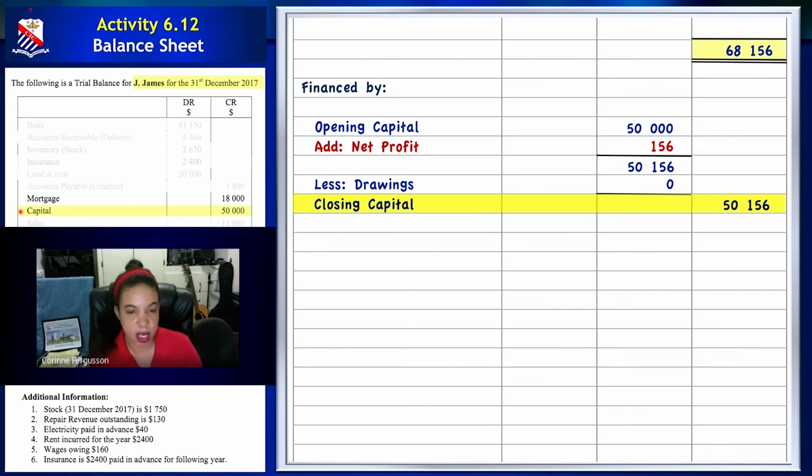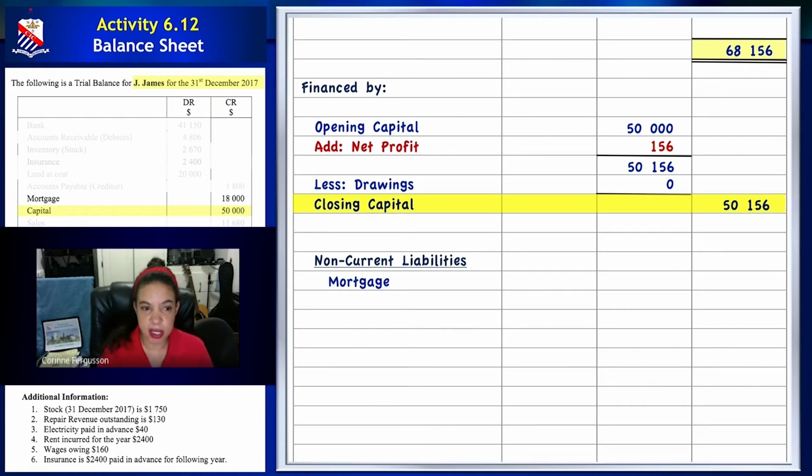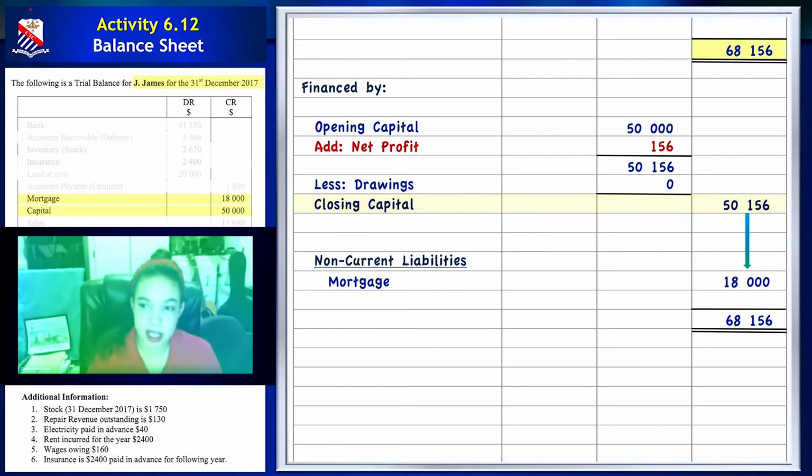You have not dealt with your long-term or your non-current liabilities, because if you look at your trial balance, you would see that we still have something unrecorded, which is mortgage, and that would fall under your non-current liabilities. So you put your mortgage and it's 18,000. Since it's only one, you can put it into your last column one time, and your closing capital plus your mortgage would give you your second total, which is 68,156.